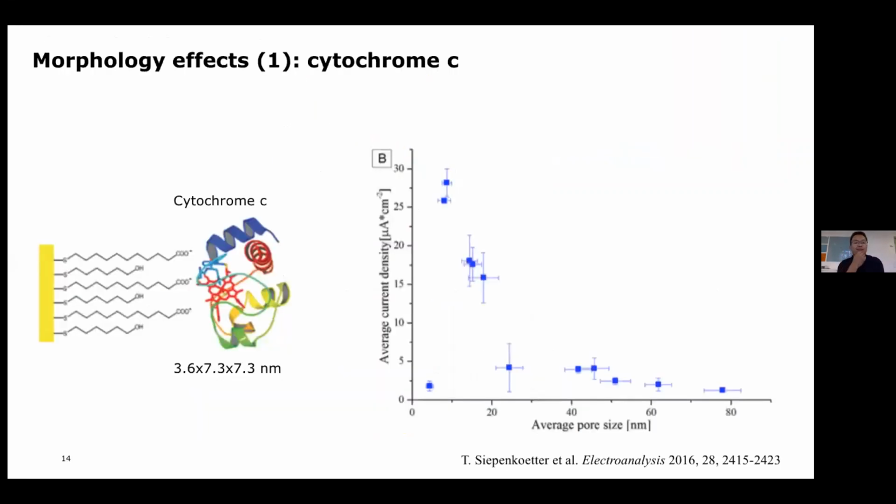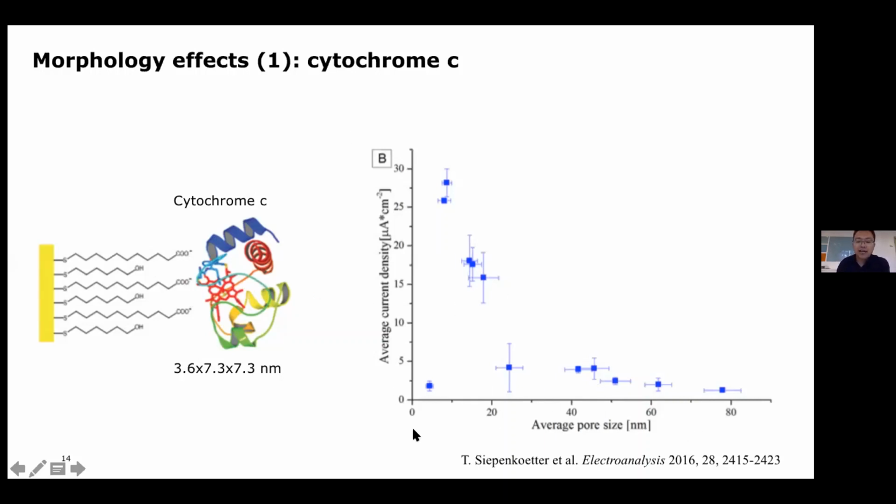And then I would like to show you some morphology effect of nanoporous gold, or pore size effect. The first example is cytochrome C. Cytochrome C is not an enzyme, it's a redox protein, typically with a small size, around 7 nanometer. It has a heme group here. If we immobilize the cytochrome C on a gold electrode, we could obtain the redox behavior of the heme.